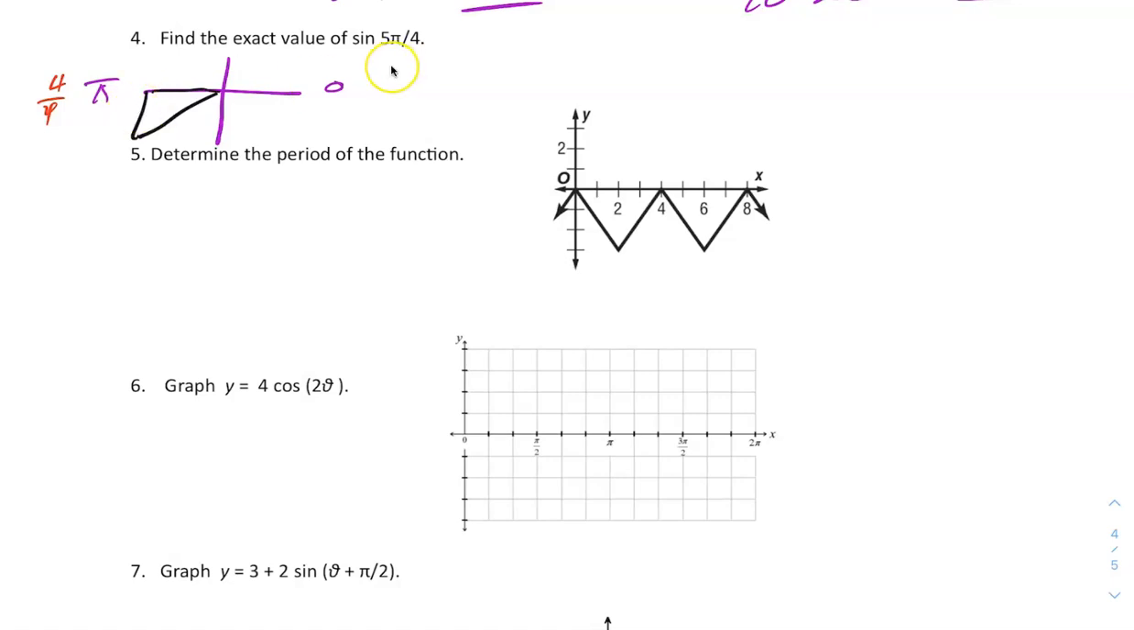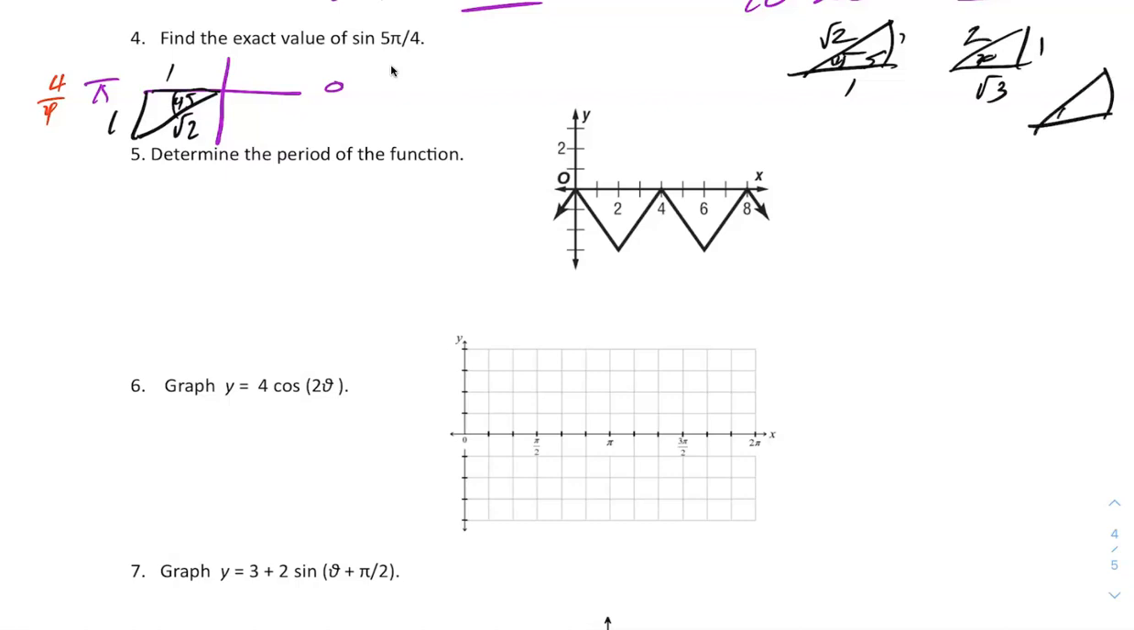It's over 4, so I know it's 45, which means I know the sides. 1, 1, root 2, right? 45, 45, 90 triangle. 1, 1, root 2. 30-degree triangle: 1, root 3, 2. Hypotenuse is always 2. And a 60-degree triangle. 60 is the biggest angle, so root 3, 1, and 2. I know these two are the same triangle. I just like to keep them separate. It makes it easier for me.